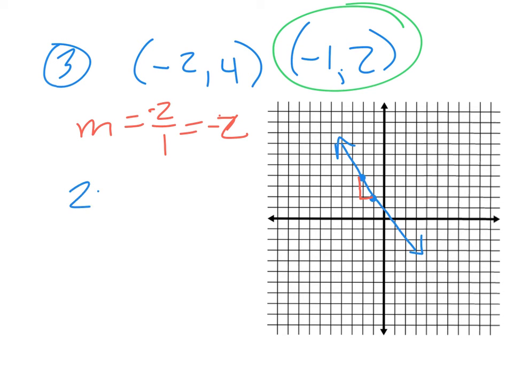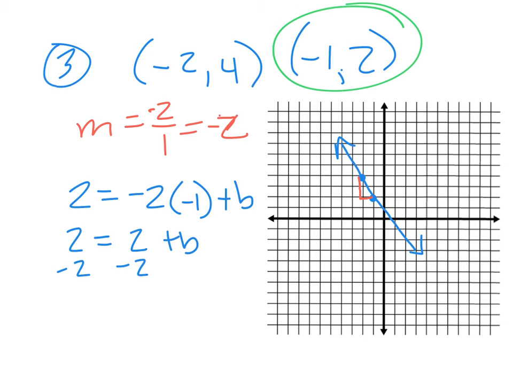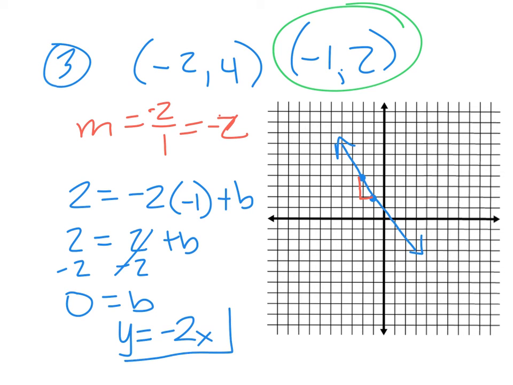All right, let's use this point. So I'm going to say 2 equals -2 times -1 plus b. What's -2 times -1? Positive 2. So -2, -2. So I get b equals what? 0. See, my graph sketching was terrible this time. So my equation is y equals -2x plus 0.